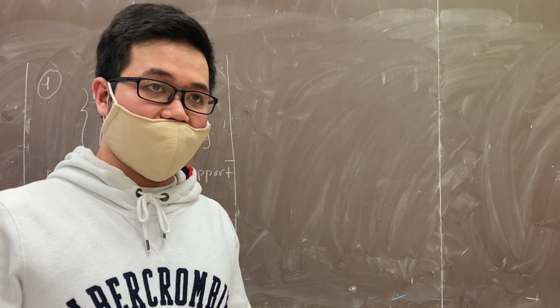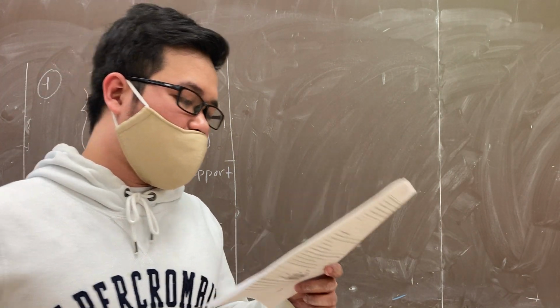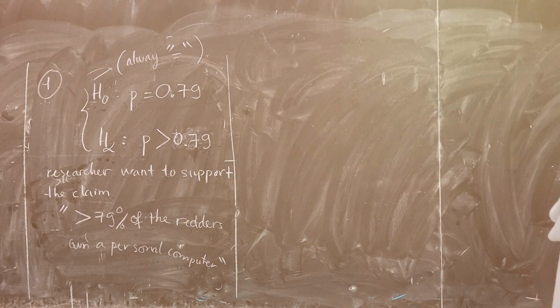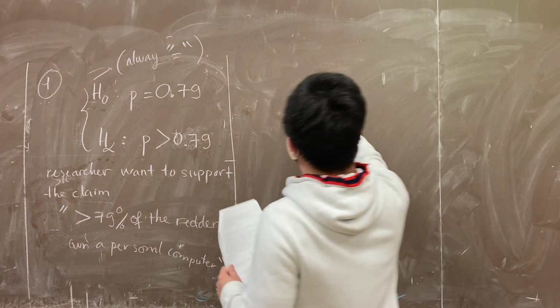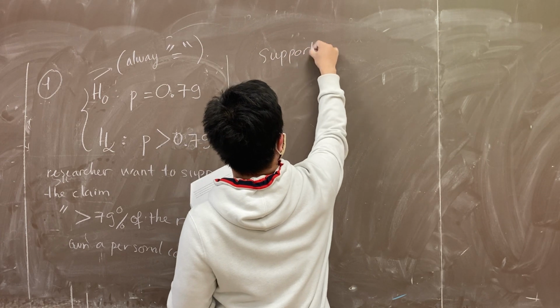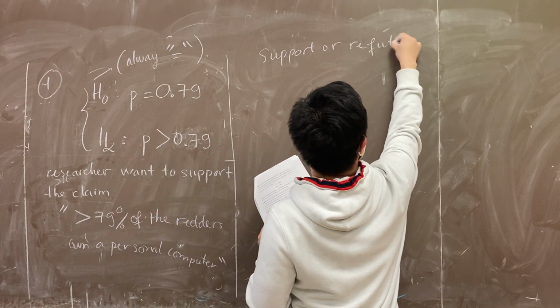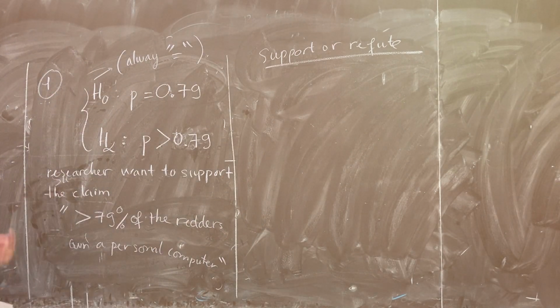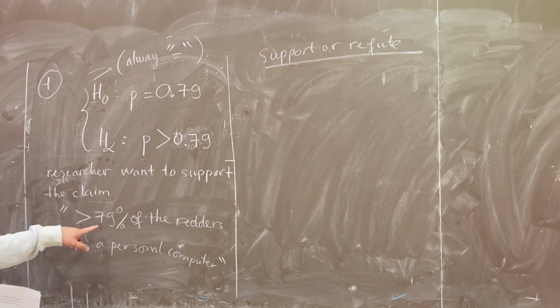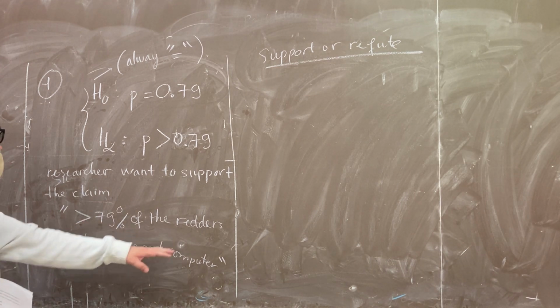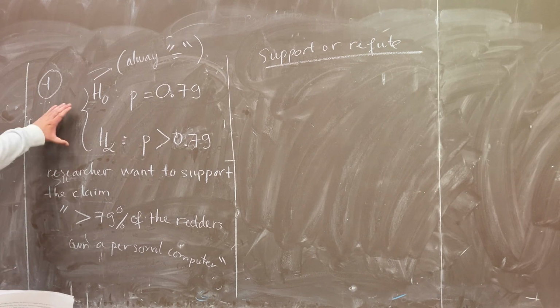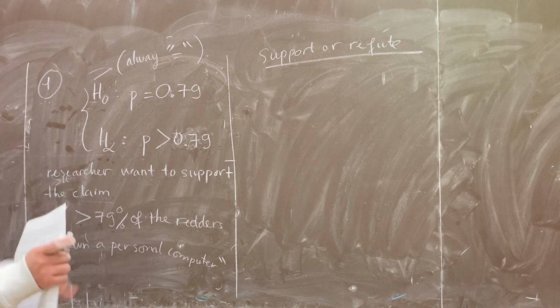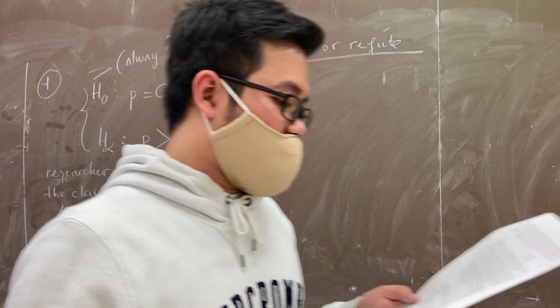Is it clear, guys? That's the thing. So when you look at the question, you need to look at whether the researcher wants to support or refute. Support or refute. Okay. In this case, they support this claim, so that means that they want to prove that there are more than 79% of the readers who own a personal computer. So we have two kinds of hypotheses here. Okay. That finishes question 1.